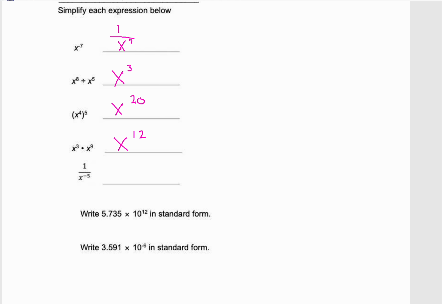And then finally, what happens if I have a negative exponent on the bottom of a fraction? It's got to go to the top. It's got to make it like a whole number. So it's just going to be x to the positive 5th.